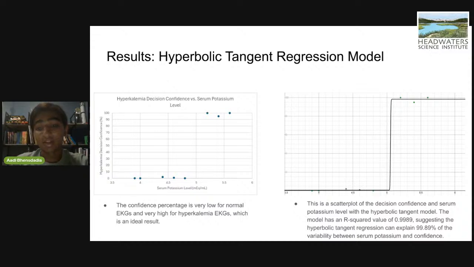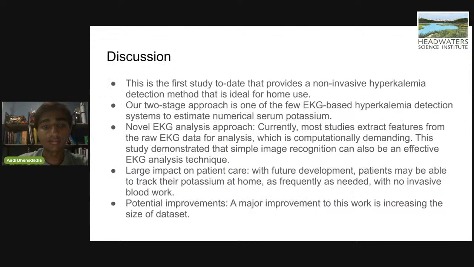And in the scatter plot of the decision and serum potassium level, you can also see visually that this seems to be a very good fit. It has an R-squared value of 0.9989, which suggests that the hyperbolic tangent regression model can explain 99.89% of the variability in the data between serum potassium and confidence. That suggests it could be a very accurate and effective way to quantify the serum potassium from those decision confidence values.